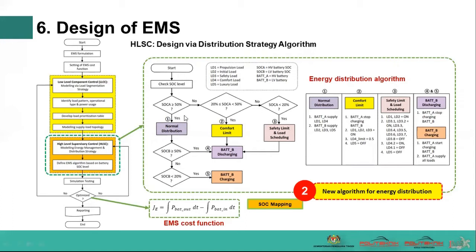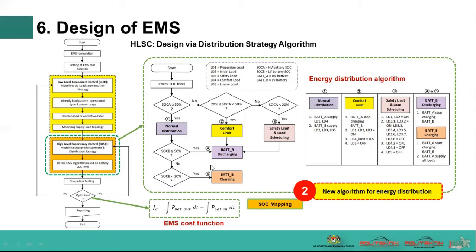Okay, we have a few levels of SOC: the first one is more than 50, between 20 and 50, and less than 20. The way of limiting the energy is by considering the priority level of the load. In this algorithm, we design 5 states of operation: the normal, distribution, comfort limit, safety limit, and load scheduling. And finally, the discharging and charging state of low voltage battery.